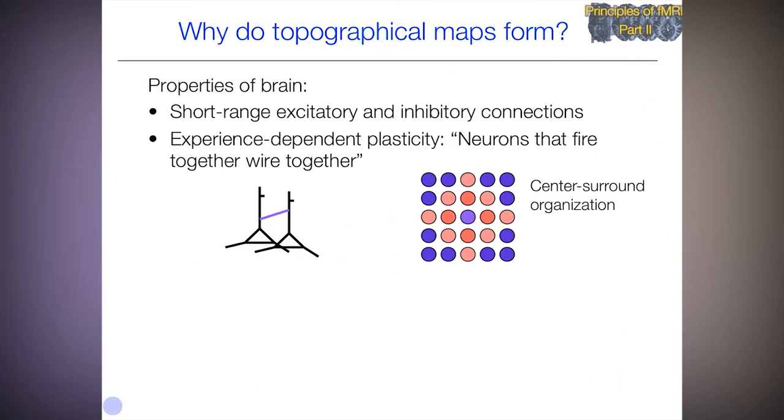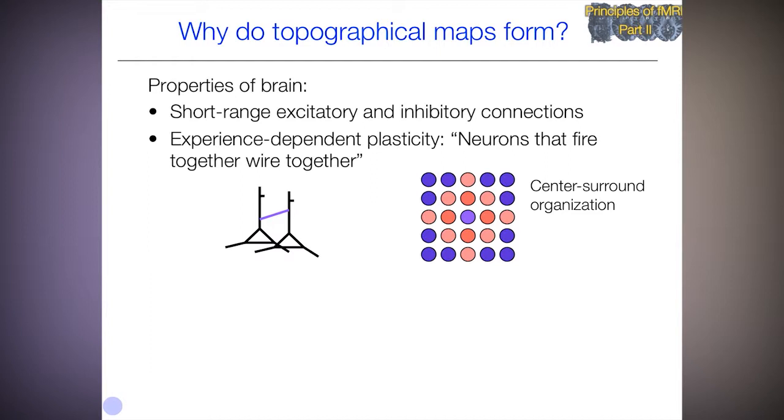So just another note on why topographical maps form in the first place. There are some properties of the physical structure of the brain that afford the development of these topographically clustered regions of neurons. One property is that neurons have short-range excitatory and inhibitory connections. What I've drawn here is two neurons with an excitatory axon collateral that connects them. This is a pretty common structure you see in the brain, and that's going to produce similar representations and receptive fields for similar neurons in similar locations in space.